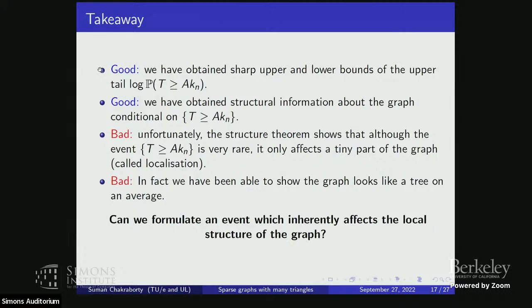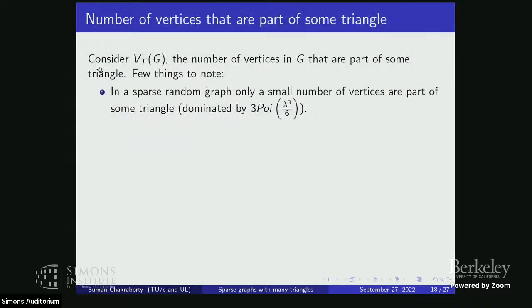Can we inherently disturb the local structure by constructing an appropriate event? This motivates the following question: can we look at the number of vertices that are part of a triangle? If the number of vertices that are part of a triangle is, say, n over 3, then you already disturb the structure, in the sense that you know with probability 0.3 the graph is not tree-like. So forget about the Erdős–Rényi graph. The graph is not even tree-like whenever you condition on the number of vertices that are part of a triangle being linear.